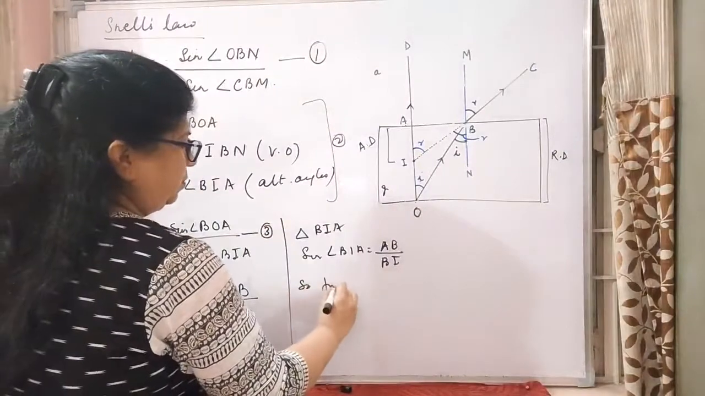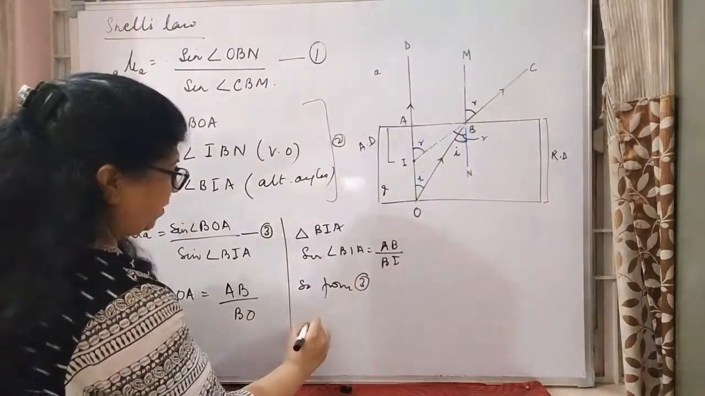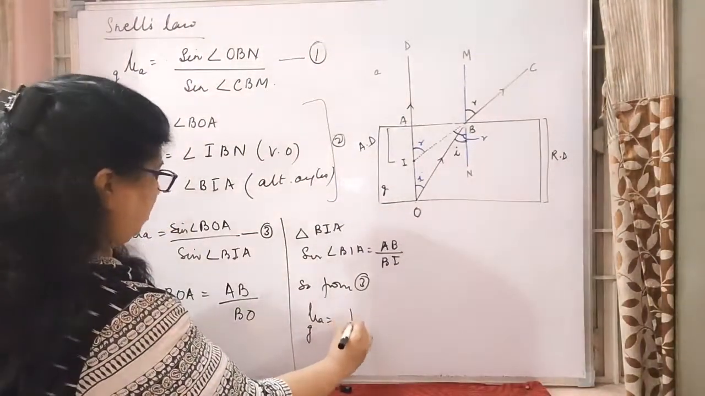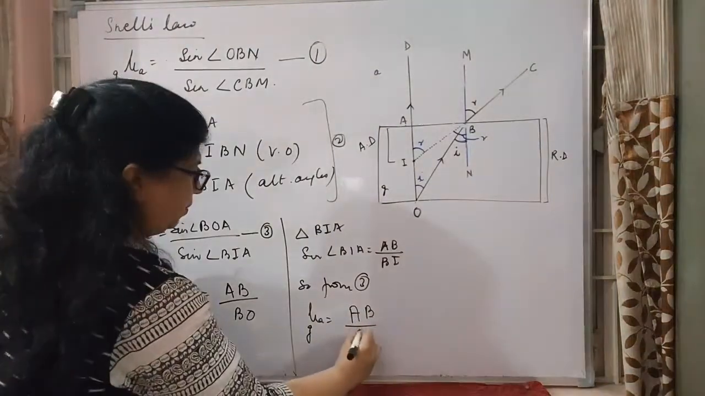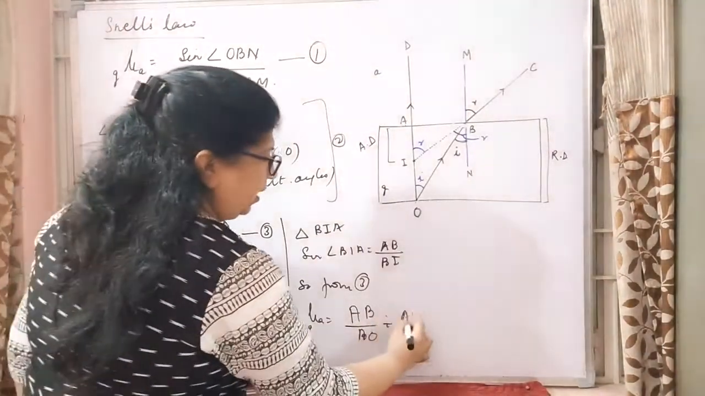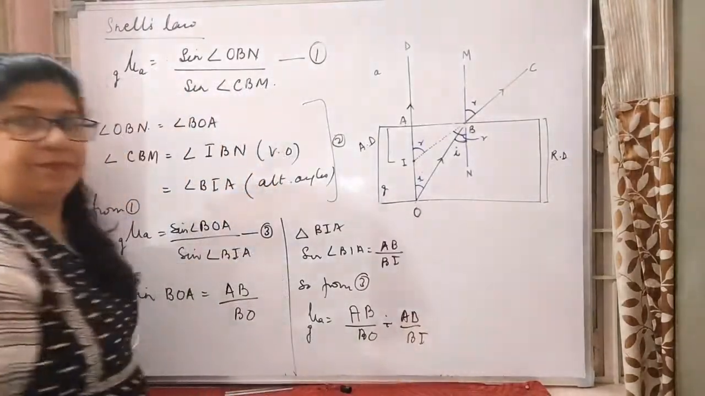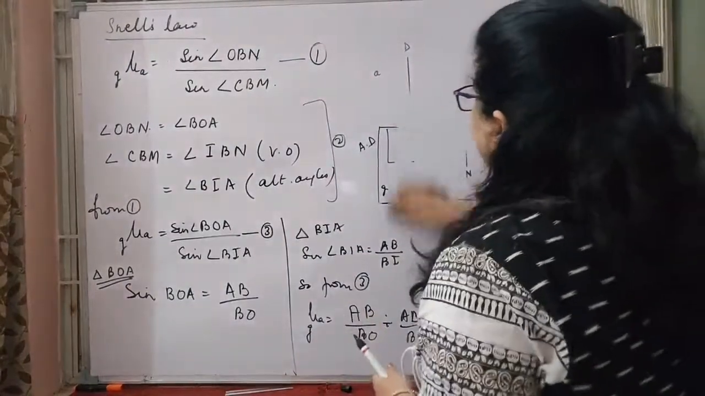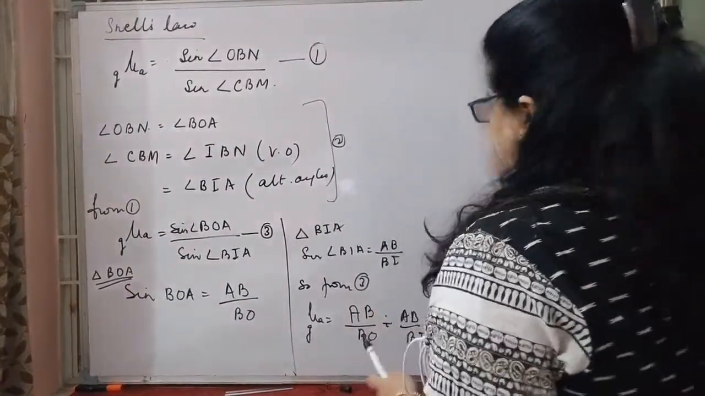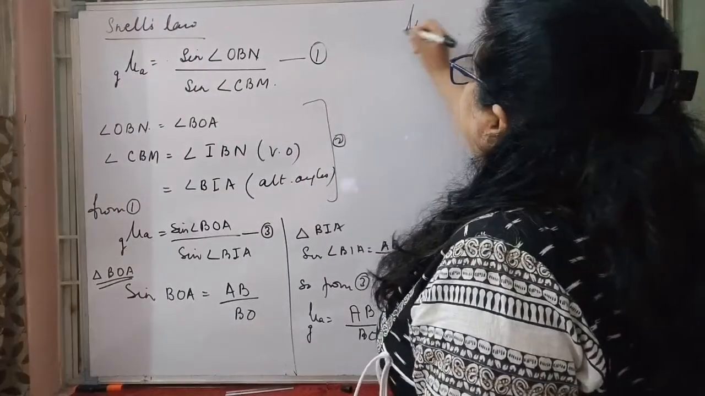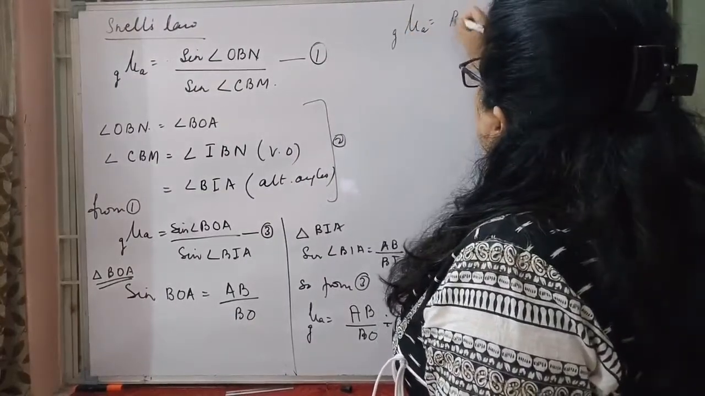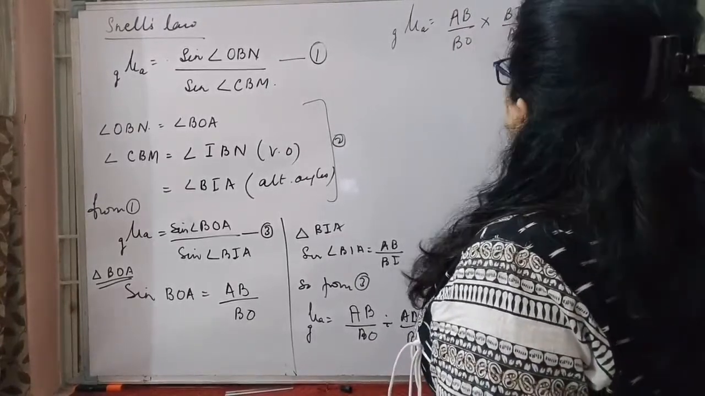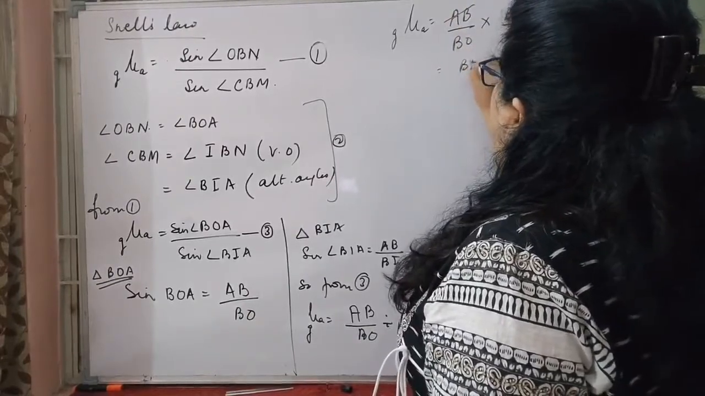So here if we put this in this equation, this is equation number 3. So from equation 3 we have mu AG is equal to AB upon BO divided by AB upon BI. ठीक है, and to get more space we don't need the figure now here, so I'm rubbing this out. You get mu AG is equal to AB upon BO into BI upon AB. This gets cancelled out, which have BI upon BO.